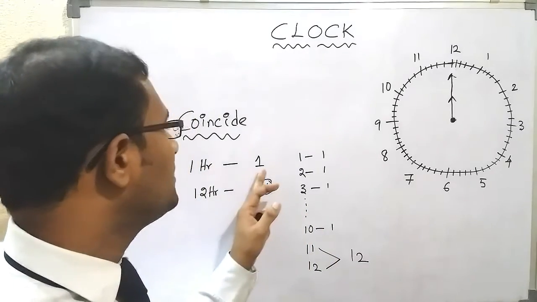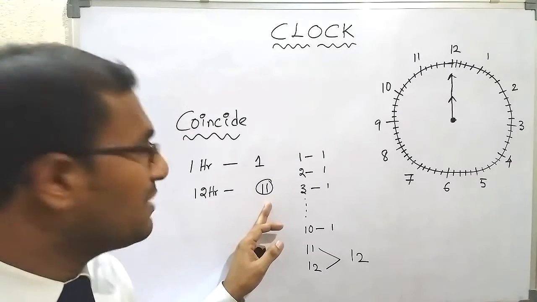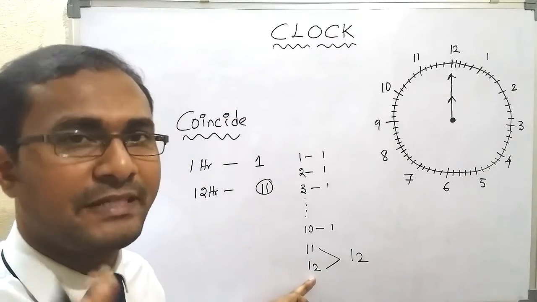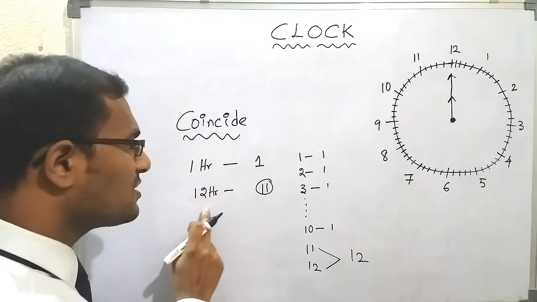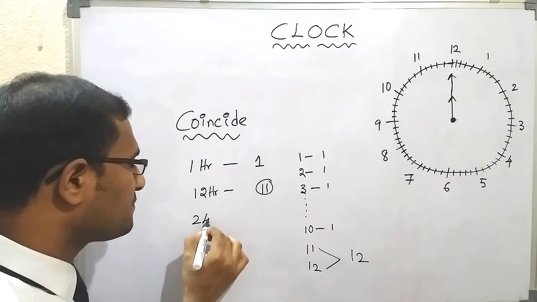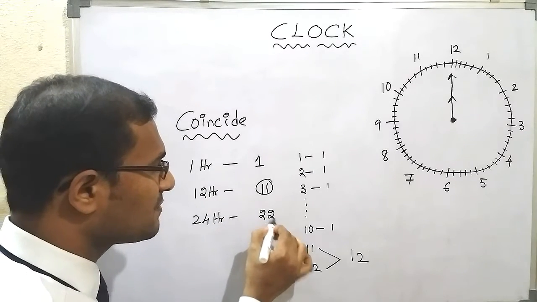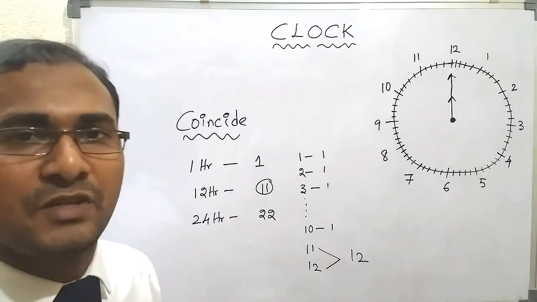So for 1 hour, if it is one time the coincident condition, then for 12 hours it is 11 times. This is the reason: for 11 and 12 there are no separate conditions but only one coincident condition. So for 12 hours, 11 times the coincident condition takes place, which means for 24 hours, how many times must the condition take place? 22 times only.